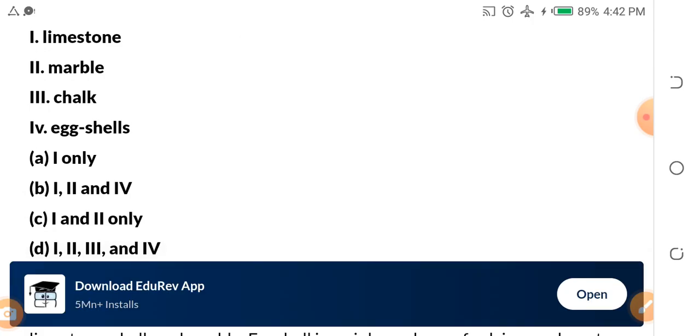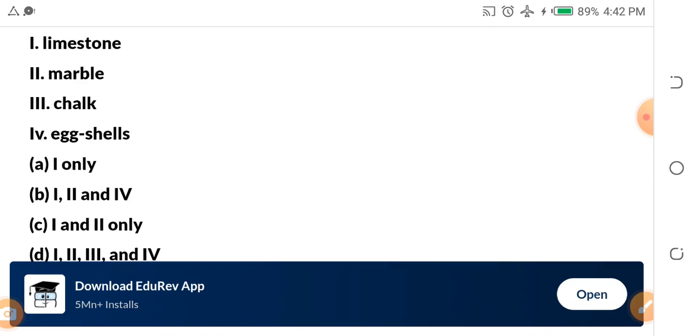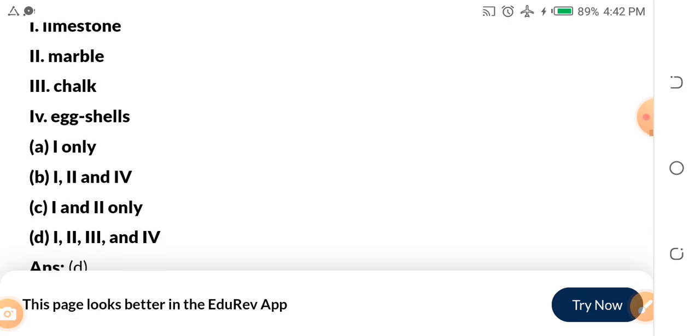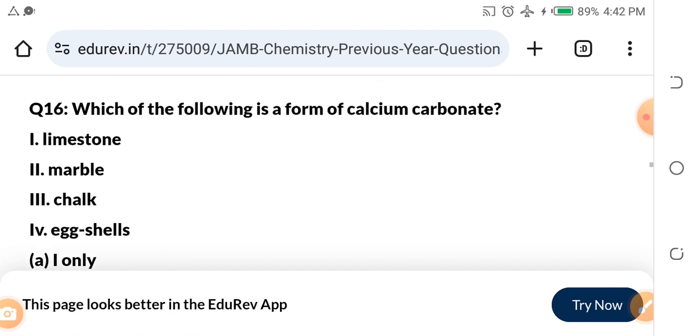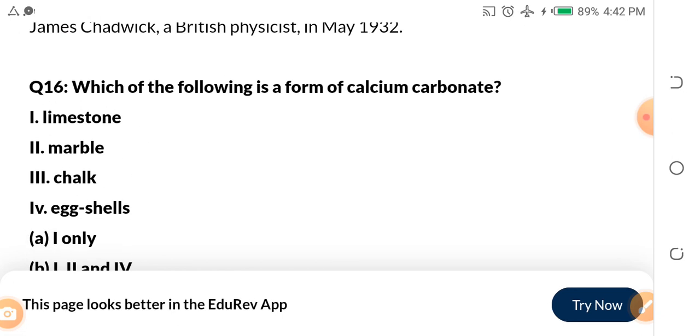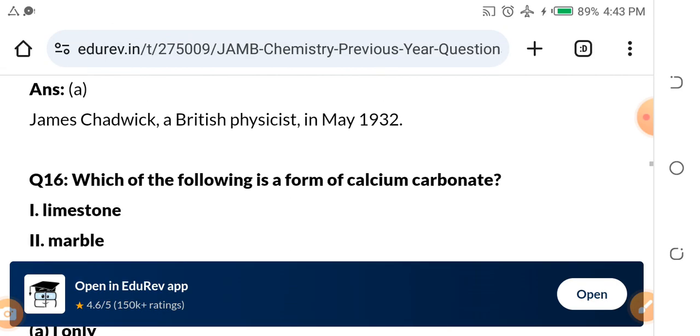B. Limestone, marble, and chalk and eggshell alone. C is limestone, marble, and chalk alone. Then D only. D is all of them. Actually, all of them are calcium carbonates. That is, limestone is a calcium carbonate, marble is a calcium carbonate, chalk is a calcium carbonate, eggshell is a calcium carbonate. Limestone, marble, chalk, eggshell. All of them are carbonates of calcium, calcium carbonates.